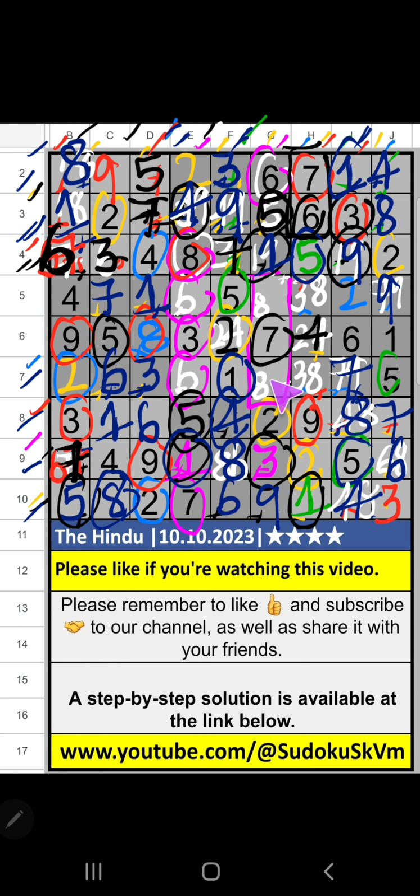Column G, 2 numbers are remaining, 4 and 8. Fifth row, we have 4. So 4 can't come in the cell. 4 is confirmed here. Then 8 is here. Fifth row, we have 8. So 8 can't come in the cell. 8 is confirmed here. Then 3 is here.